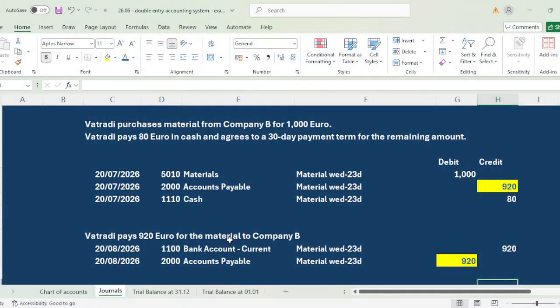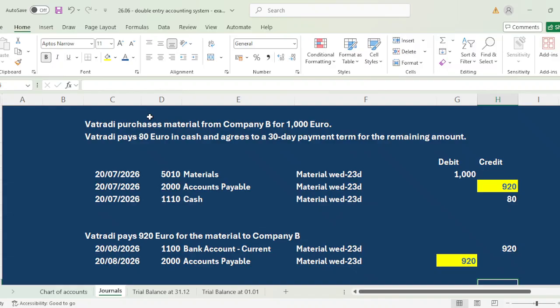This is the example that I prepared for today. Vatradi purchases material from company B for 1000 euro. Vatradi pays 80 euro in cash and agrees to a 30-day payment term for the remaining amount. So usually this business transaction arrives with an invoice.